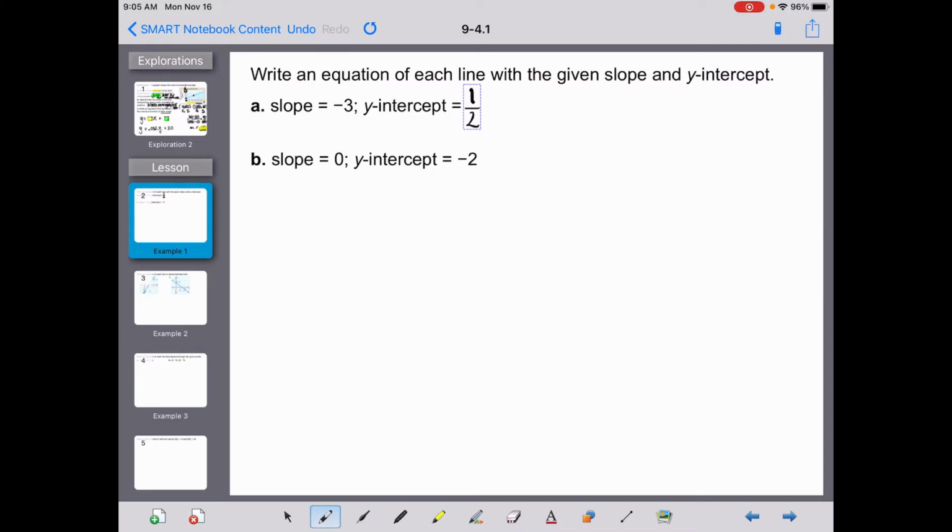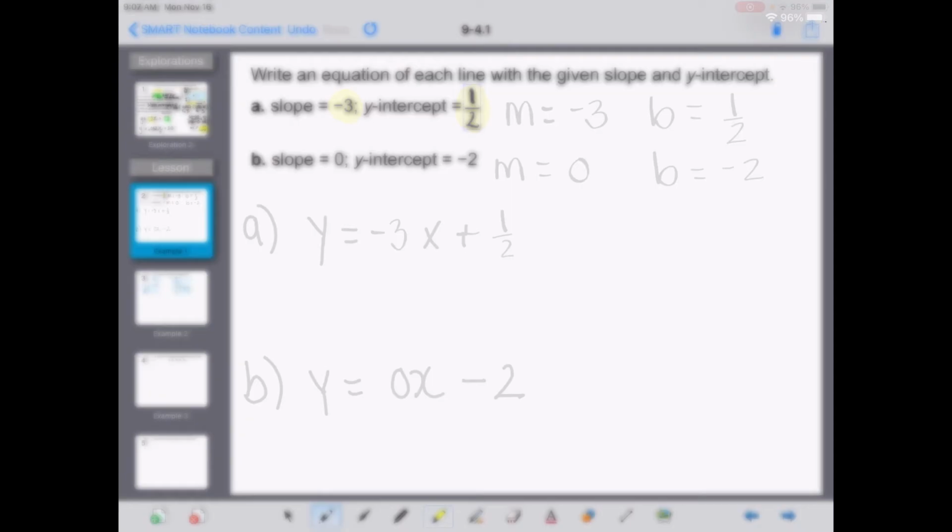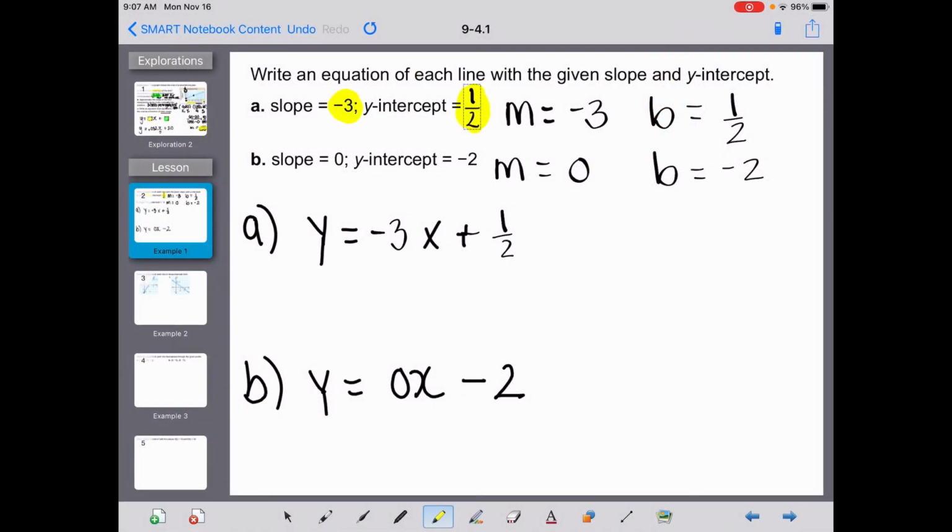Next problem says write an equation of each line with the given slope and y-intercept. I would like you to try this on your own, as we've done a couple problems very similar to this, and then check your answer. For part A, you should have gotten -3 for the slope, so that goes in front of your x. So y = -3x + 1/2, because your b value is your y-intercept.